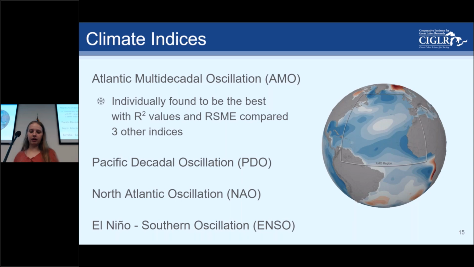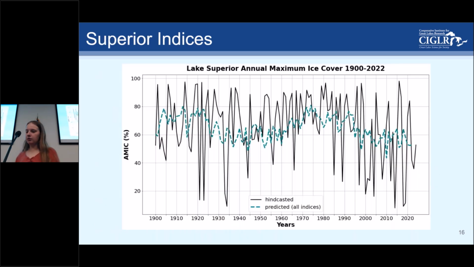And with R² and root mean square errors, we found that the model with all 4 of them together worked best, but comparing all of them individually, the AMO also worked well compared to the other 3, and it was also comparable to the one with all 4 of them together. And we can see this in this graph.